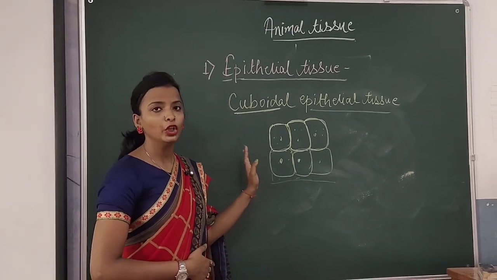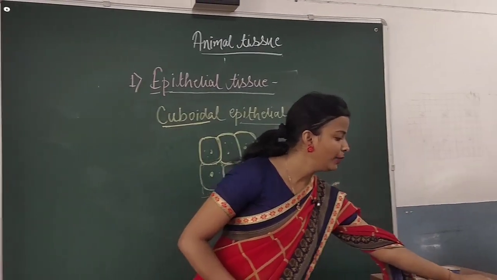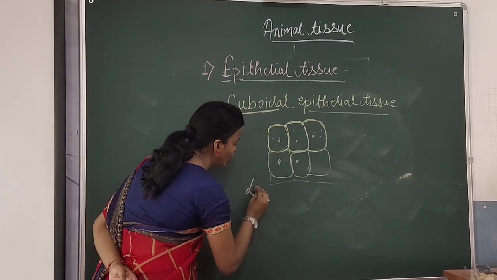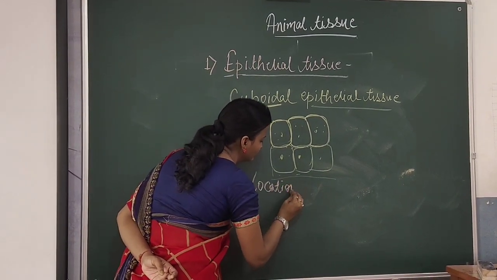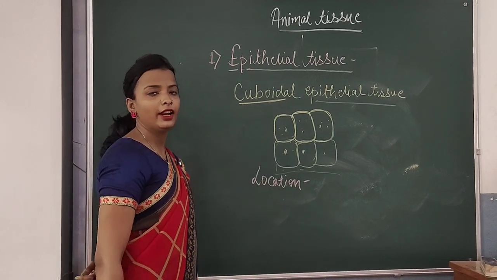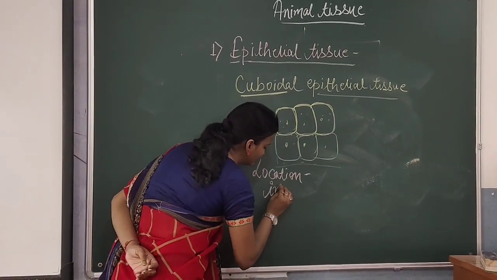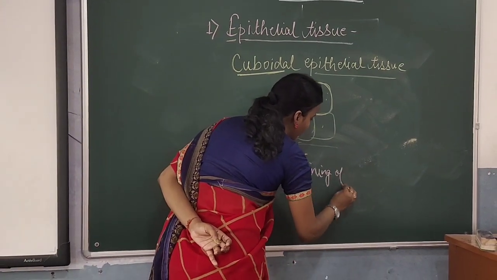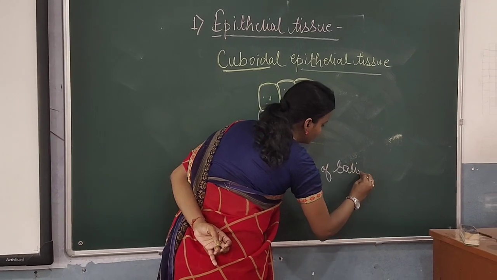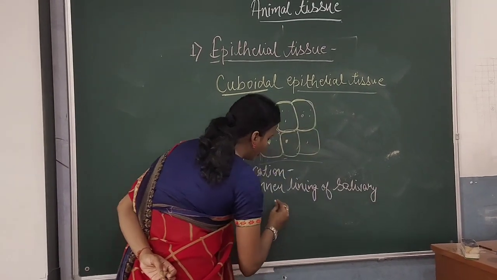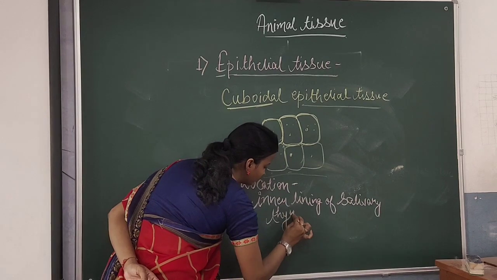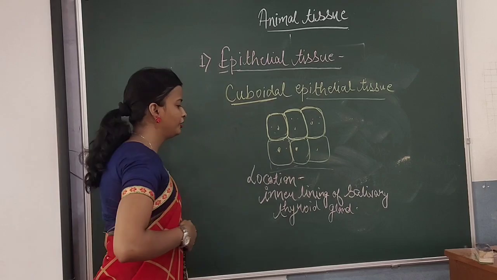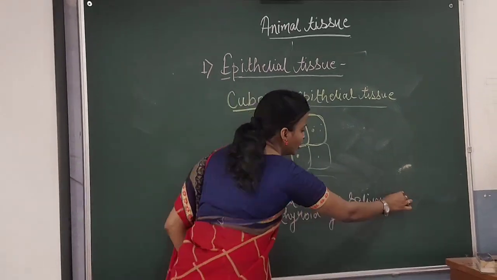Now when we talk about the location where they are present, they are present on the inner lining of the salivary and thyroid gland. So when we talk about the location, they are present on the inner lining of the salivary or thyroid gland.